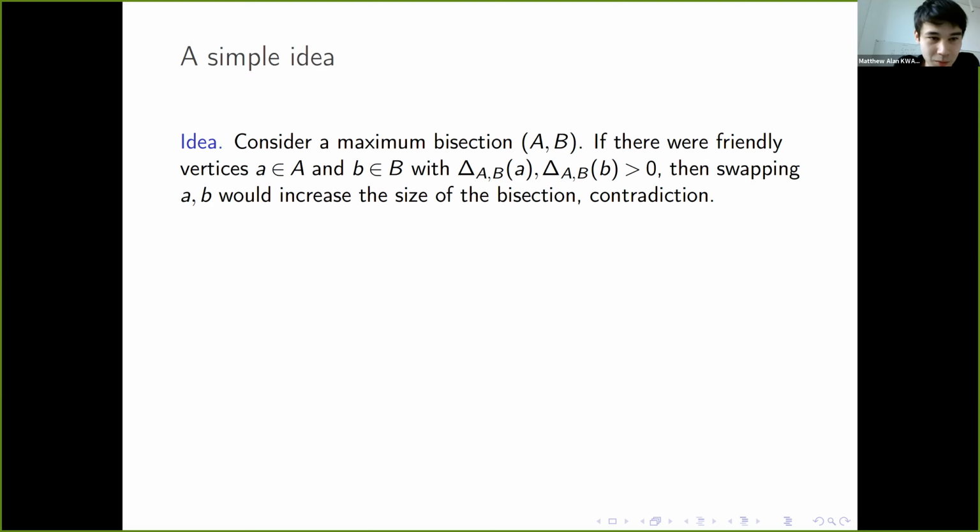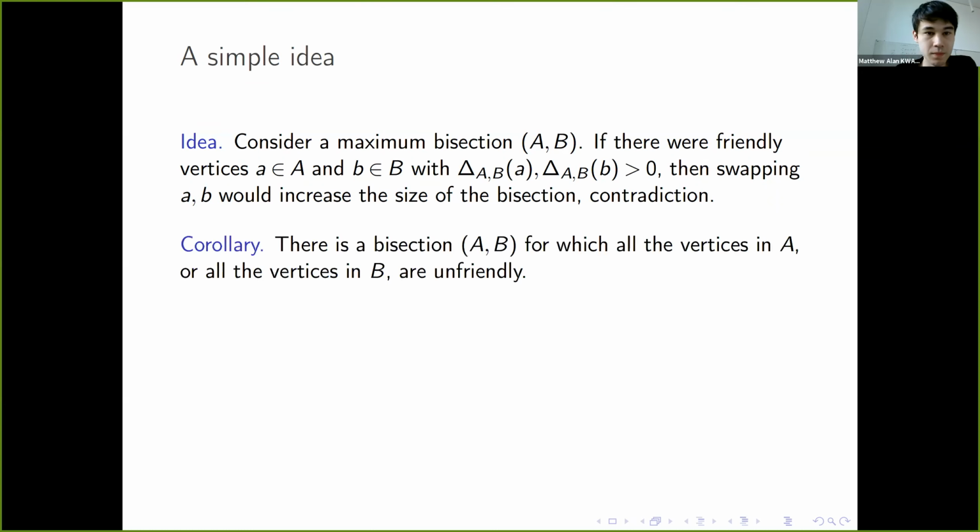But I can do something very similar, which is just to take a vertex on each side and swap them. So if you have two vertices, one on each side, and they both have positive friendliness, they both have more neighbors on their own side than the other side, then you can swap them with each other. You'll still have a bisection, it'll still be balanced, and you'll have increased the size. So this can't happen with a maximum bisection. So an obvious corollary of this is that in a max bisection, at least half of the vertices are unfriendly. So either all the vertices in A are unfriendly, or all the vertices in B are unfriendly, because otherwise you could do this swap.